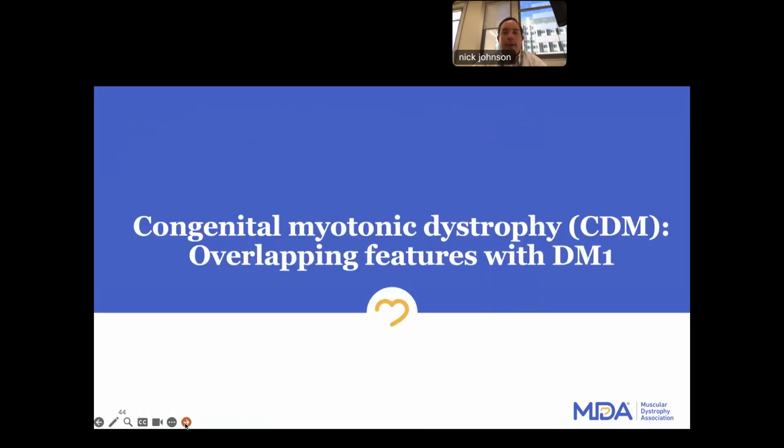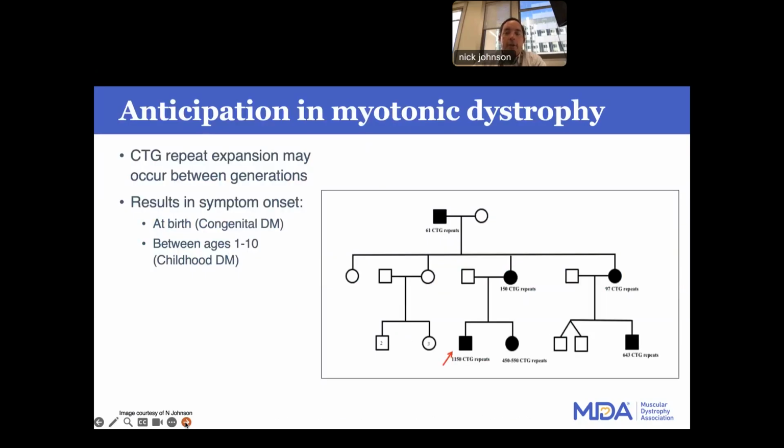I'm going to switch gears completely for the second half here and talk about congenital myotonic dystrophy and the overlapping features that you might see with myotonic dystrophy type 1. As a reminder, in myotonic dystrophy there's anticipation, so the CTG repeat expansion may increase between generations. Typically that increase is most profound when being passed from mothers to children, rather than from fathers to children. And so you can see this can result in a varying symptom onset.